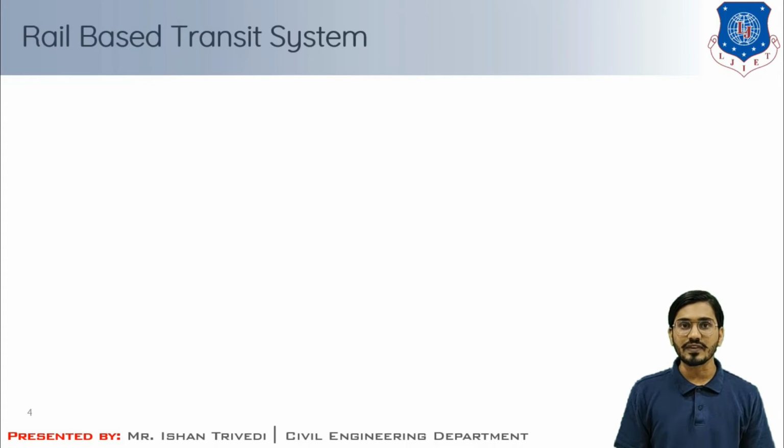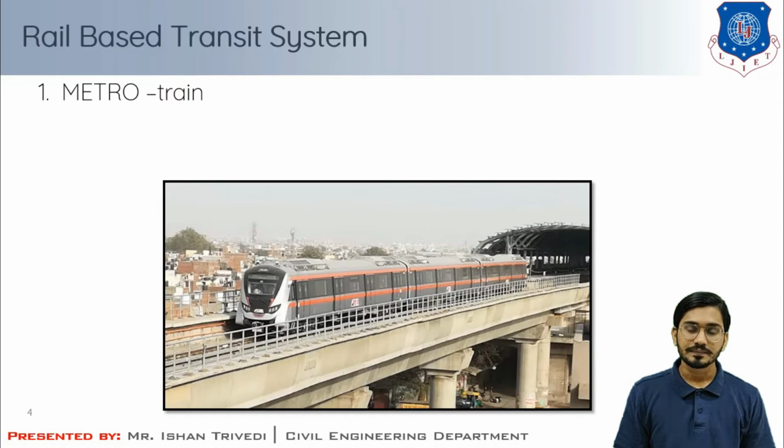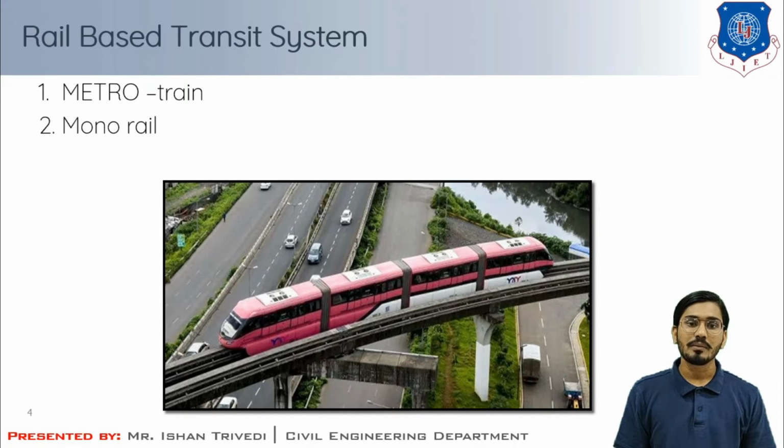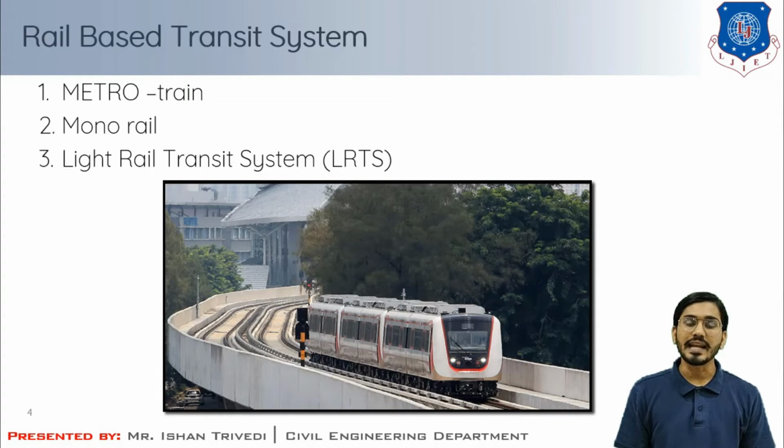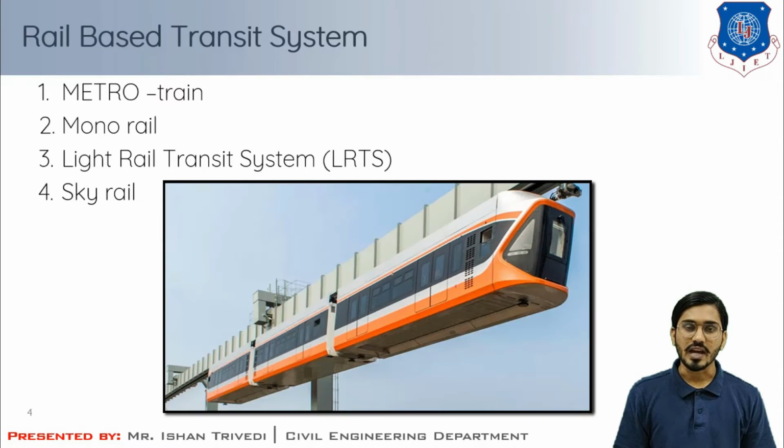It mainly classifies in four categories. First is metro train. This is the image of Ahmedabad metro. Second is monorail. In Mumbai, the transportation is being done by this monorail. Then light rail transit system. It is one of the updations of metro train, where 2 to 3 coaches, or you can say articulated service, has been provided.